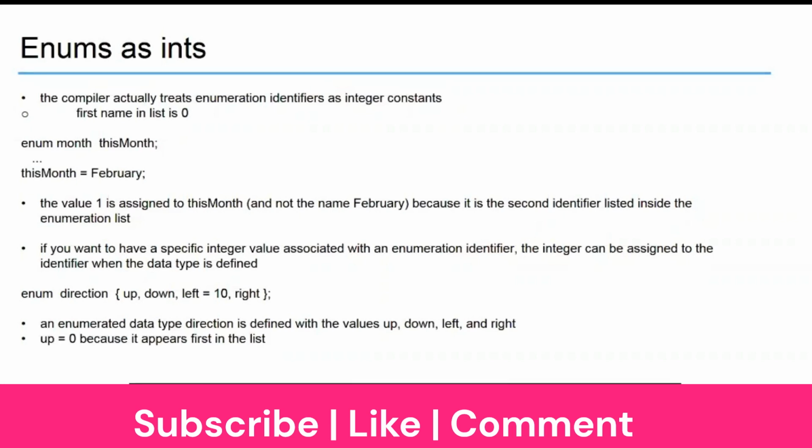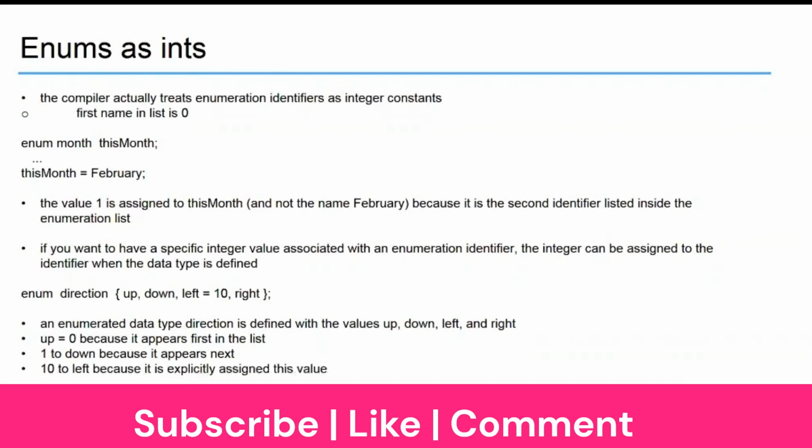Up is going to be equal to 0 because it's the first element in the list definition. 1 is going to be equal to down because it's the second element. Again, it starts at 0. 10 is going to be equal to left. It is not going to be equal to 2 because we explicitly assigned it to equal 10. So left is going to be 10 because that's what we put in our definition. And then right is going to be equal to 11 because it's the next one after it. If we had another value, then it would be 12. So you can explicitly assign values if you want to.